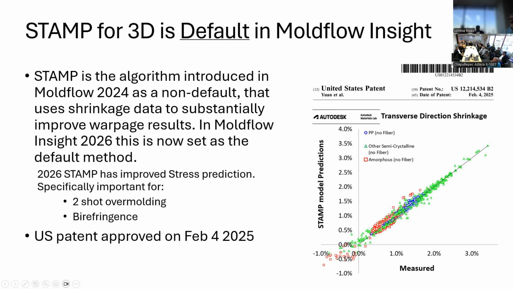A couple of important things here is that you do not actually require any additional tests. If the material that you're using already has shrinkage data included, then you can use stamp if you pick the same material in the 2026 release. Everybody automatically will have the trims now, with stamp as a default model. We applied for a patent in the last year, and we got that approved in February of this year.